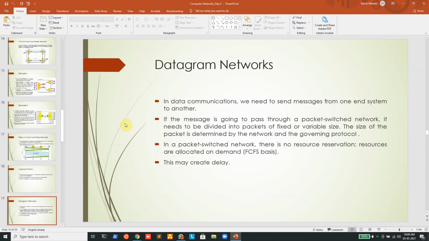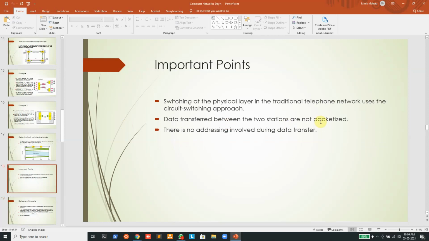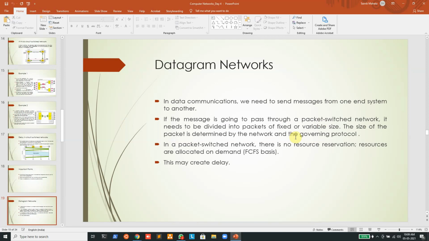Next we have something called the datagram networks. What is a datagram network? Whenever we have data communication, we need to send messages from one system to another system. That is very obvious. If the message is going to pass through a packet switched network, it needs to be divided into packets. In the previous example, I specifically said that the data will not be packetized, but in this case, the data will be packetized.